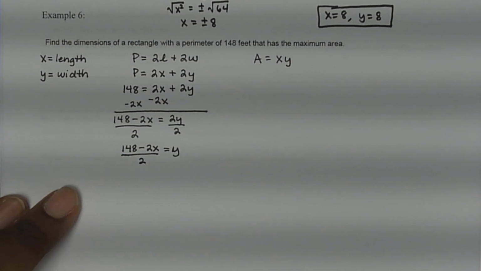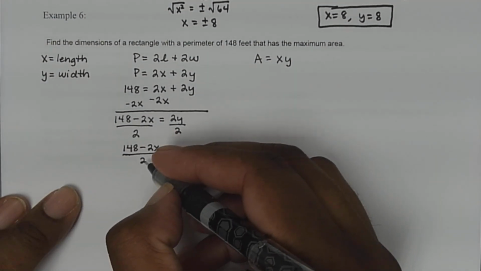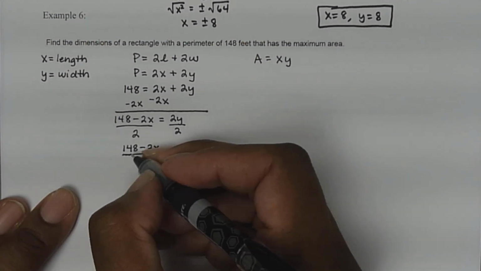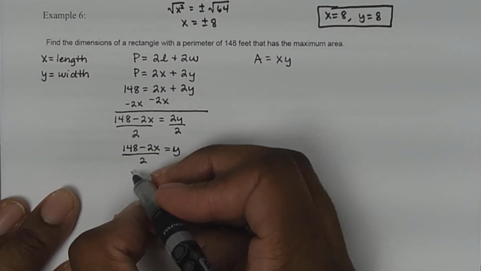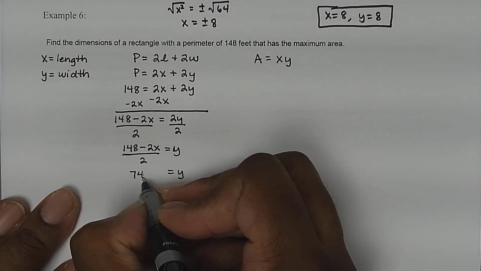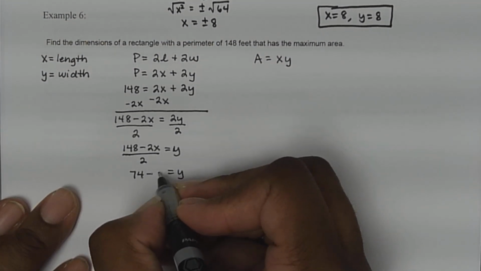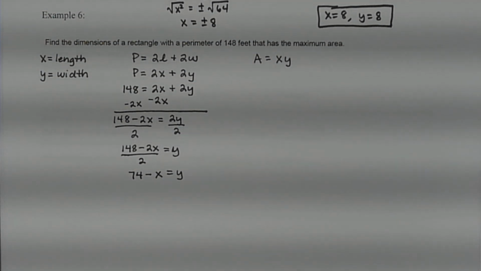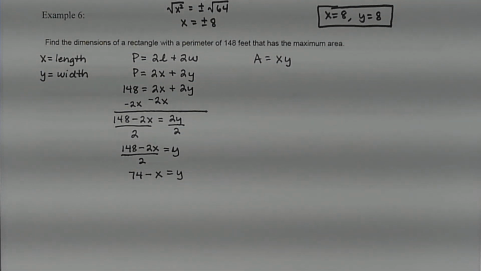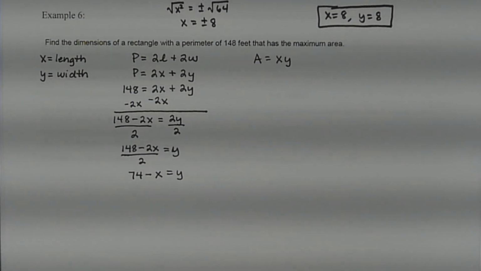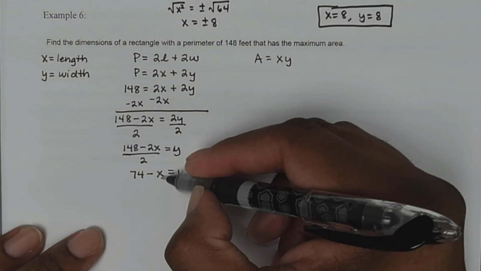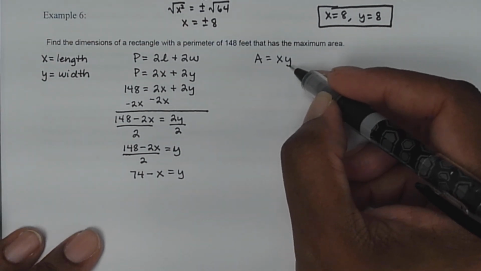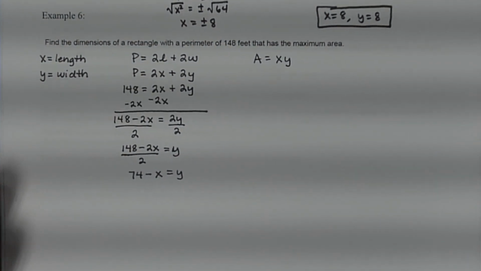And since I know that 148 is divisible by 2 and 2x is divisible by 2, I can do this. Take 148, divide that by 2, that will be 74, minus 2x divided by 2 would just be x. Okay, so y would be equal to 74 minus x. And then I'll take that 74 minus x, which is what y is, and substitute it for y into the area formula. So that means I'm going to have this.